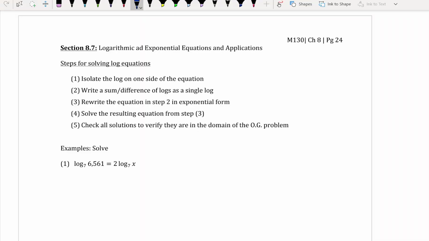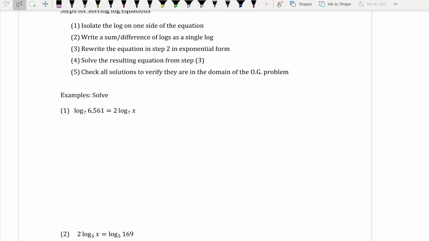Hello, Math 130 students. We are going to go over section 8.7, logarithmic and exponential equations and applications. So here we have our 5 steps for solving log equations. So we're going to try and follow them for number 1.